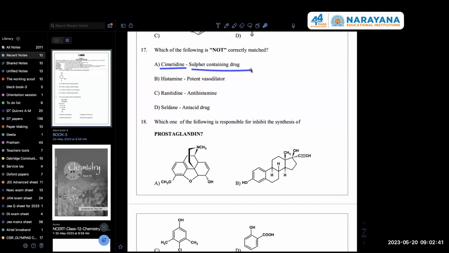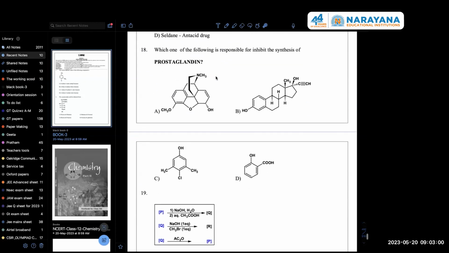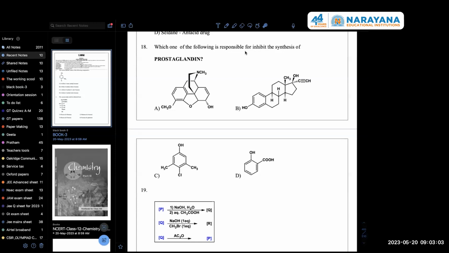Cimetidine is a sulfur containing drug. Histamine is a potent vasodilator. Ranitidine is an antihistamine. Sodium is an antacid drug. This is anti-allergic. Very good. Which of the following is responsible for inhibiting the synthesis of prostaglandin?